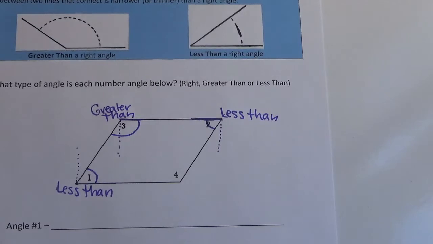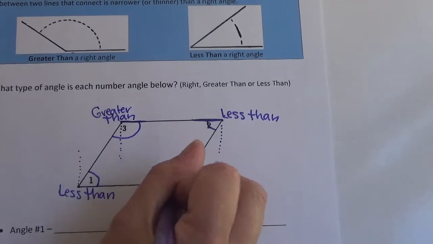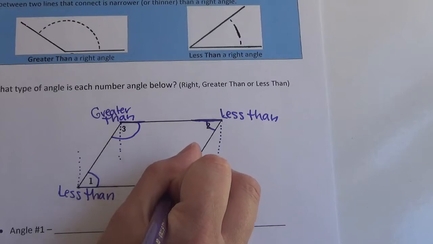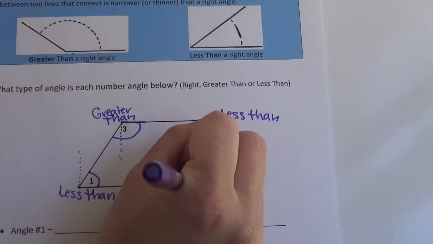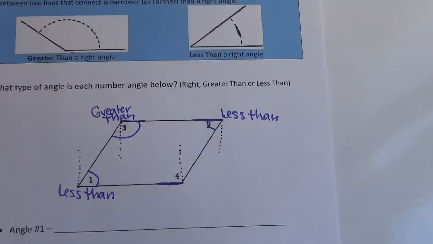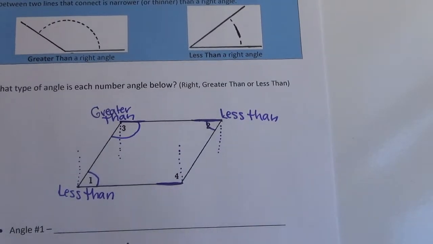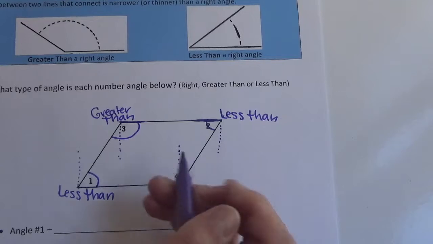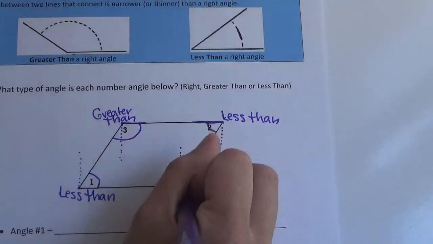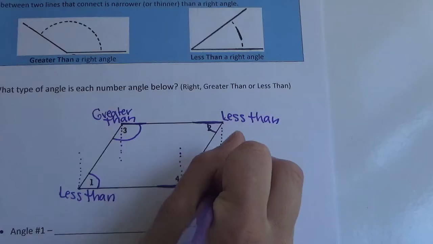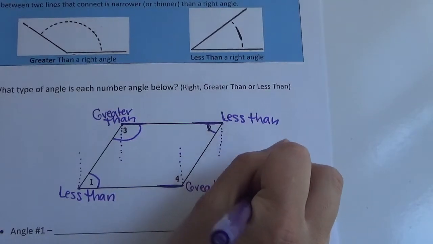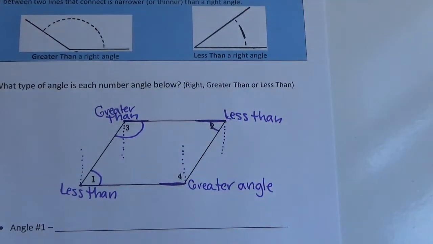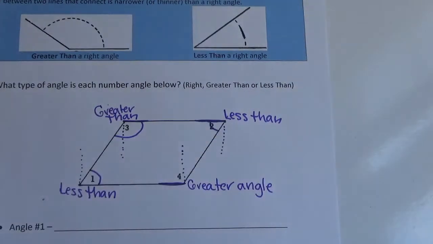And the last one, angle number 4. Let's check to see if it's a right angle. So I have a perfectly horizontal line here, and then a perfectly vertical line would look like this. Does it connect to my dotted line? No. So it's actually a little bit wider, and because it's a little bit wider, I'm going to call this a greater than angle. So that means that this shape, which is a parallelogram, a quadrilateral with two sets of parallel sides, has two angles that are greater than right angles and two angles that are less than right angles. It actually has 0 right angles.